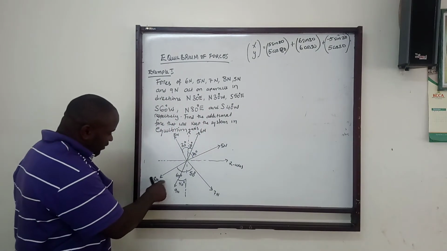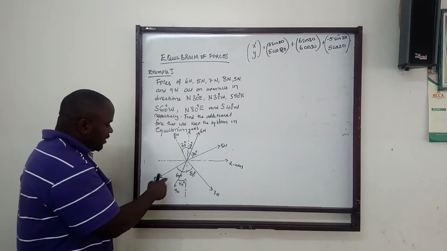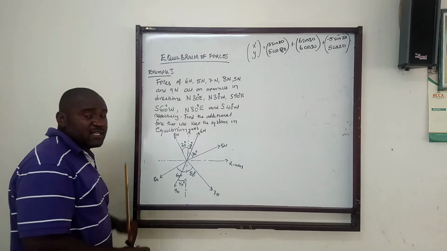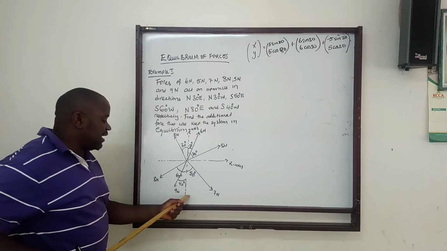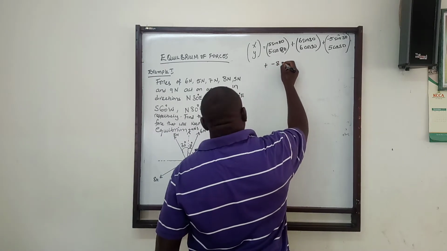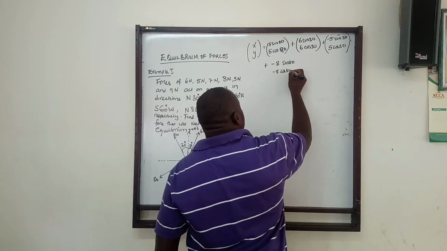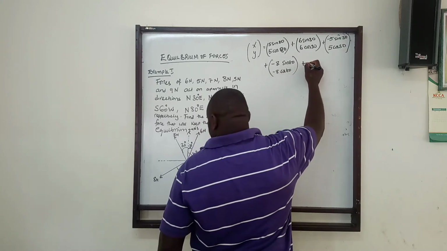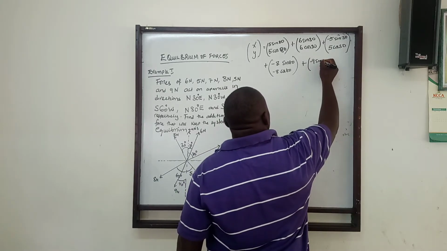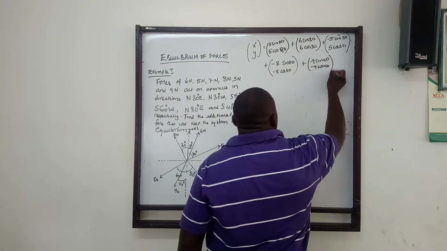Next I'll have 8 with the 60. Resolve the 8 to the vertical and to the horizontal. It will be negative because it is in the third quadrant. The third quadrant has a negative x-axis and a negative y-axis. So we shall have plus negative 8 sine of 60, negative 8 cos of 60. Plus 9, also in the third quadrant, negative 9 sine of 40, and then negative 9 cos of 40.